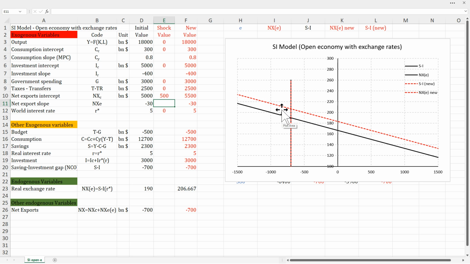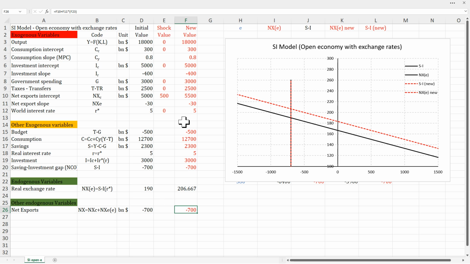And there is a very interesting thing that happens. If you look at it, the trade balance is still a trade deficit of $700 billion. And this policy to restrict imports or enhance exports has no impact on the trade balance. And why is that happening?